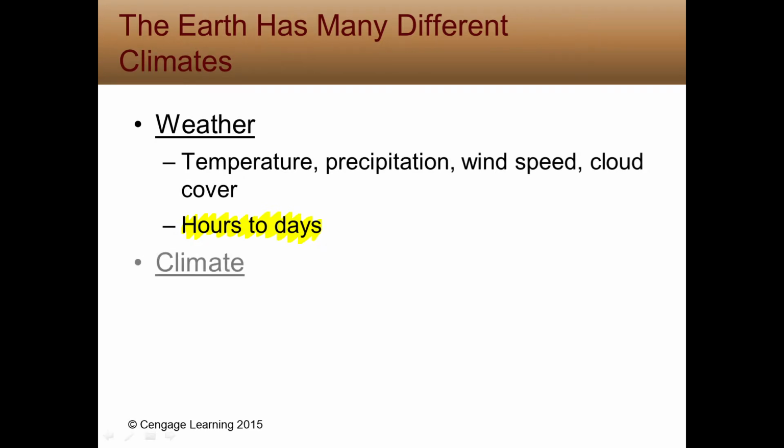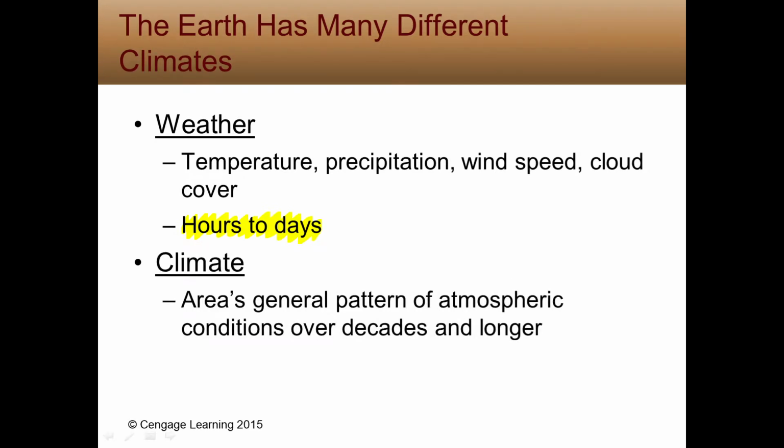When climate gets spoken about, we need decades of patterns. In fact, meteorologists say the period has to range from at least 3 decades to thousands of years. So if we're going to define it, it's the sum of weather conditions in an area, looking at a long time.